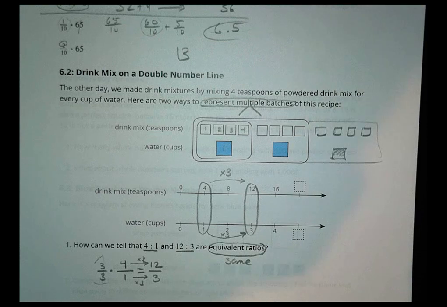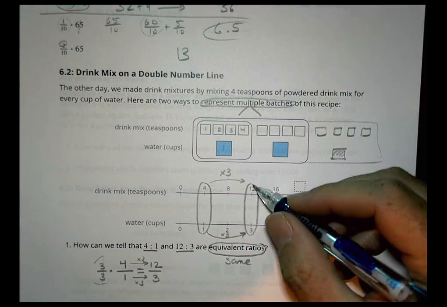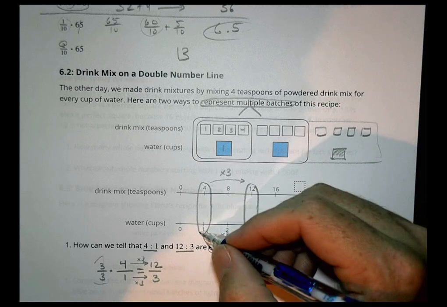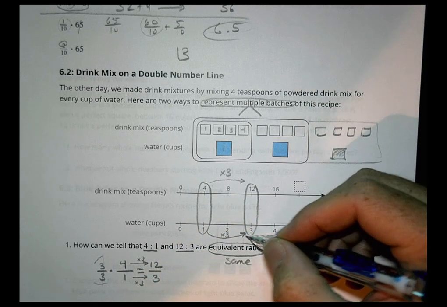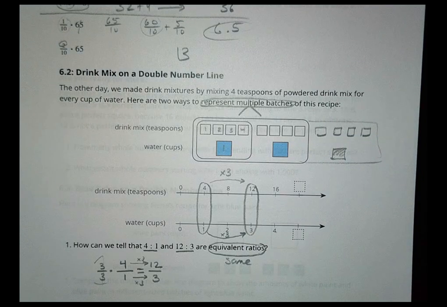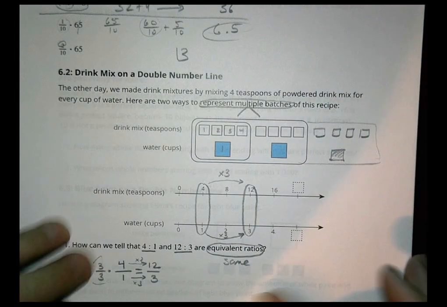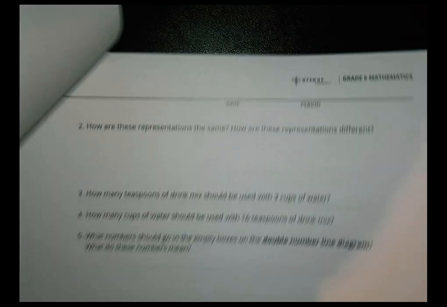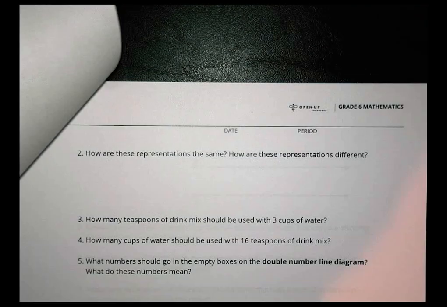And the other thing I can look at is that on the number line, because I have a double number line, these line up vertically. 4 and 1 line up vertically, and 12 and 3 line up vertically. Because they line up vertically, it tells me that they're also going to be equivalent if I've done my double number line properly there.